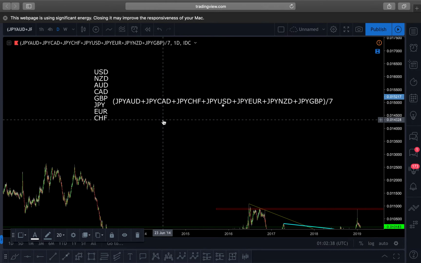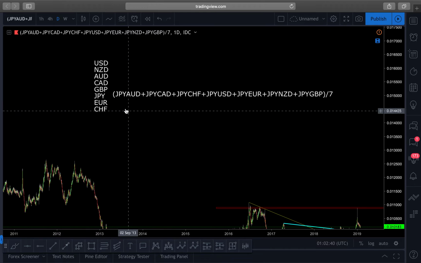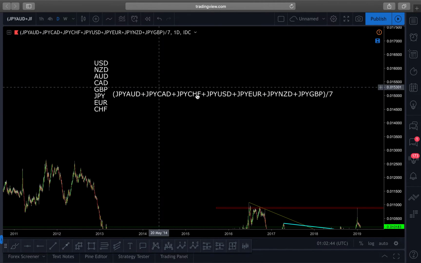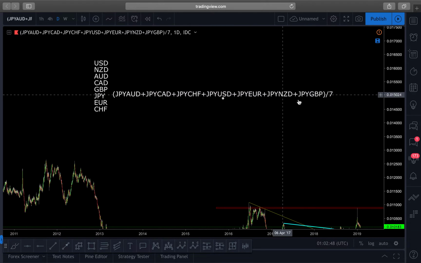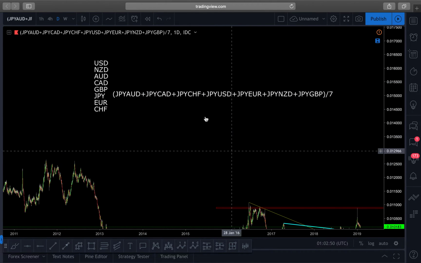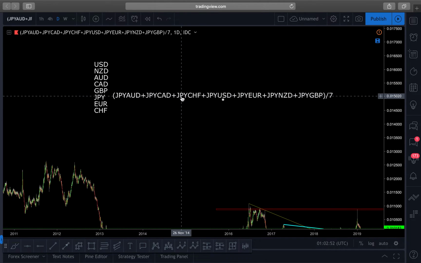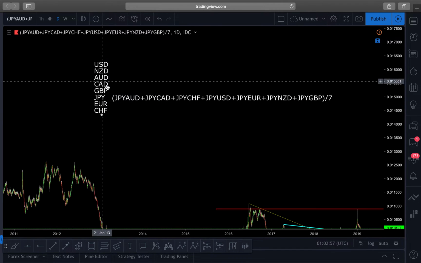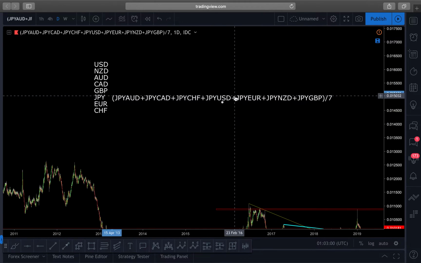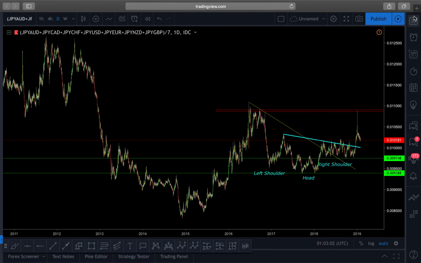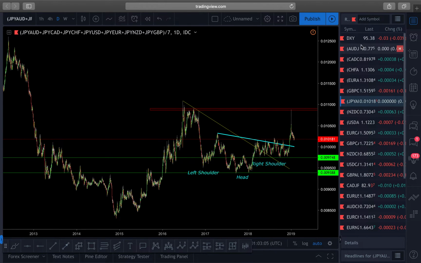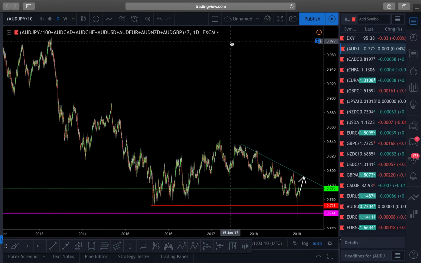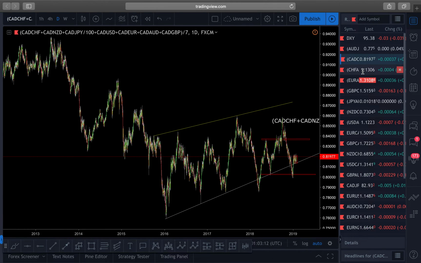So that's the JPY index right over there, where I have JPY XXX, again, where XXX is all these different currencies. So JPY AUD, JPY CAD, JPY CHF, JPY USD, JPY Euro, JPY NZD, JPY GBP, brackets around it, over 7. So the JPY is the only one that you don't need to put over 100 anywhere. Okay? Now the same thing applies to all of these different pairs as well. Let me give you an idea of different pairs. So for Australian dollar, it would look like that on the top over there. Then Canadian dollar looks like that on the top over there.